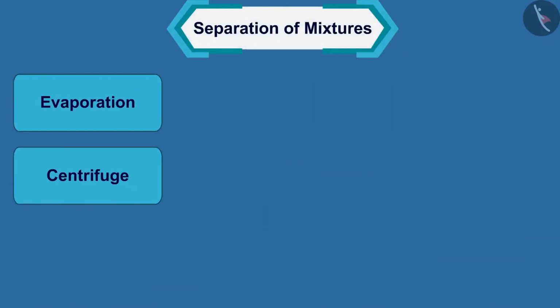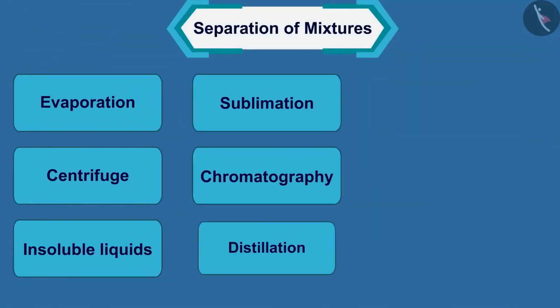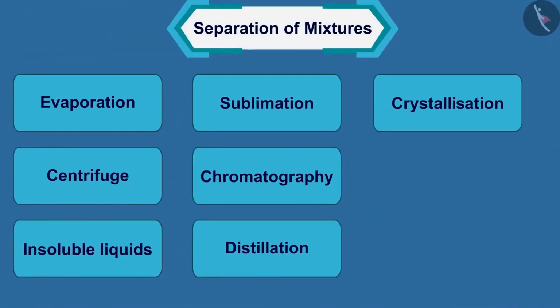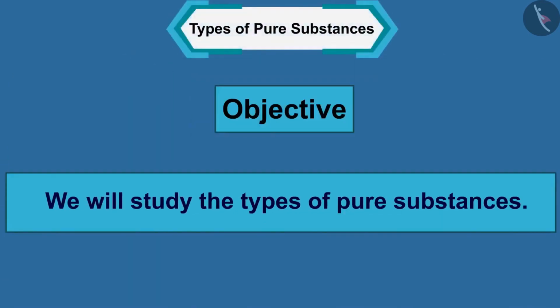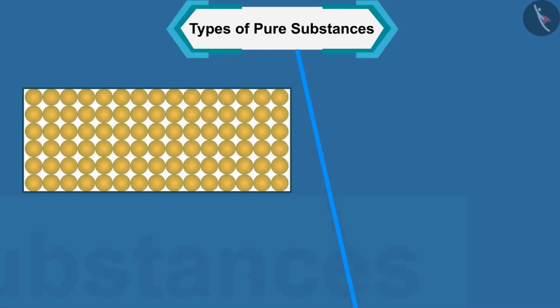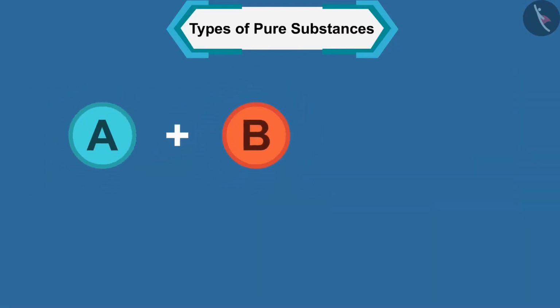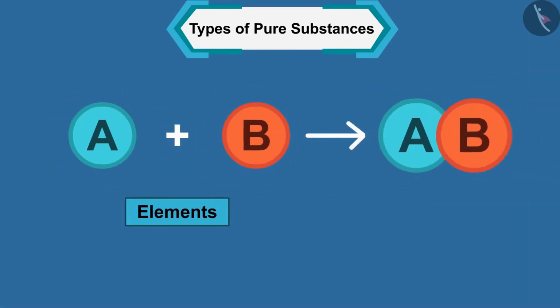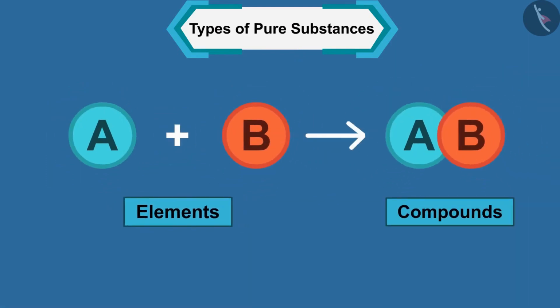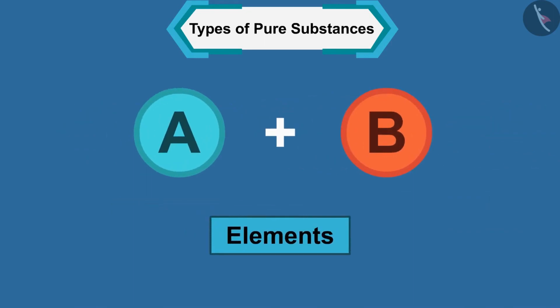In the previous video, we studied the separation of mixtures. In this video, we will study the types of pure substances. So far, we have studied substances and mixtures. But do you know that we can classify substances according to their chemical composition into elements or compounds? Let us first learn about elements.